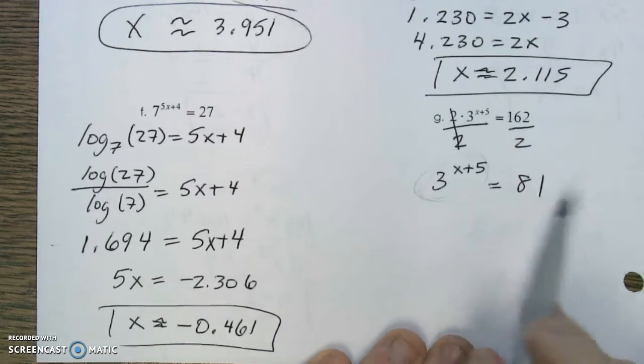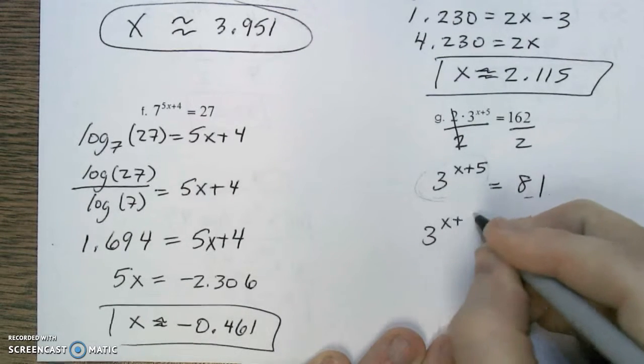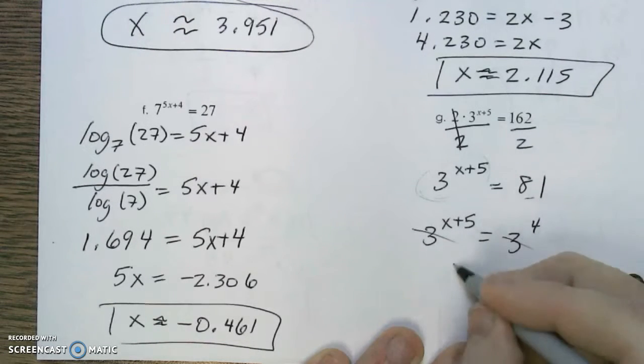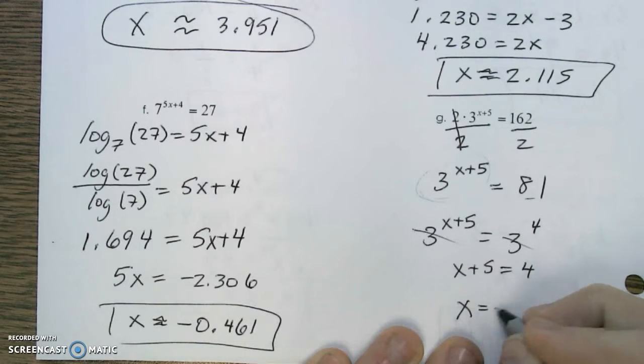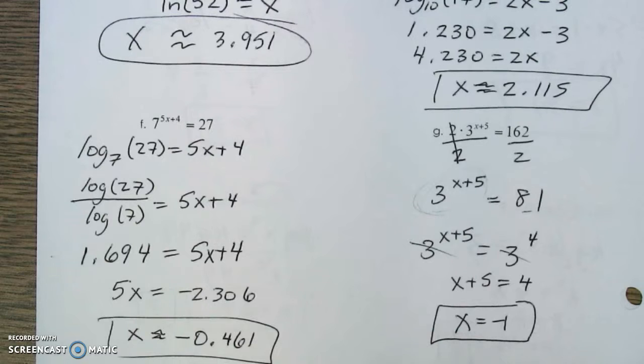This one, again, you can change into log form, or 81 can be written as a 3 with the same base. That is 3 to the 4th, and if the 3's match, you can set the exponents equal. So subtract 5, we get negative 1. So that is solving equations with logarithms. And now we're going to move on to word problems.